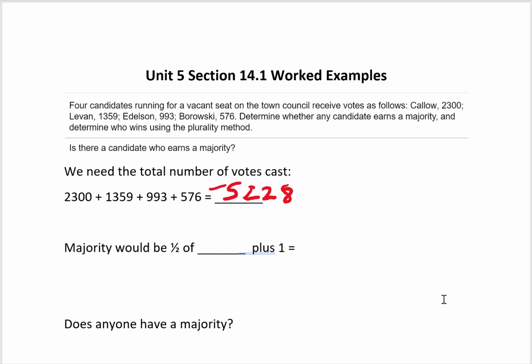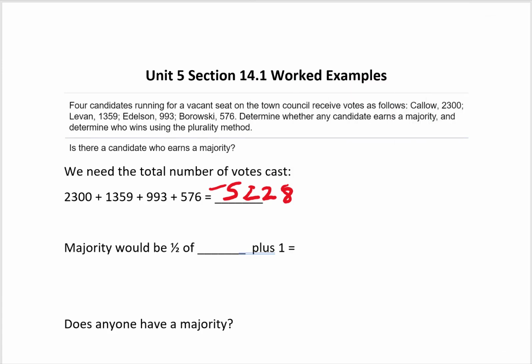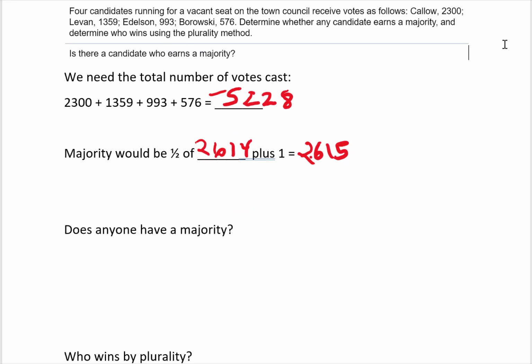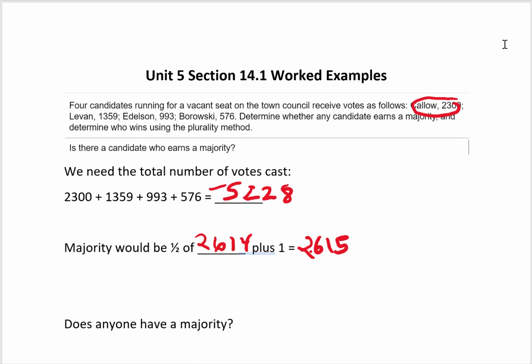Now, a majority would be half of that plus 1. So I still have that in my calculator. I'm going to divide by 2. So 2614 plus 1 means 2615. So for a candidate to have a majority, they would have to have at least 2615 votes. Nobody has a majority. Who wins the election? By plurality, the plurality winner is going to be Callow with 2,300 votes.